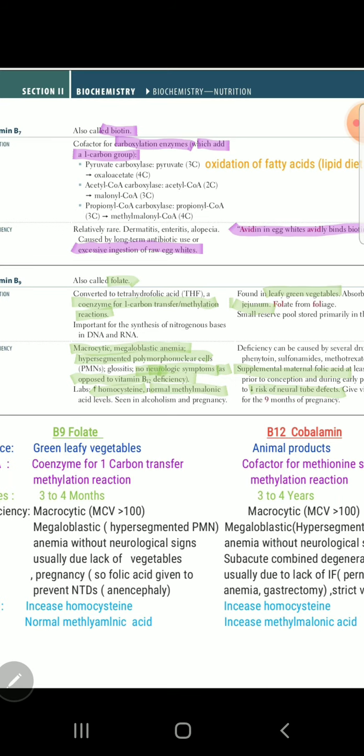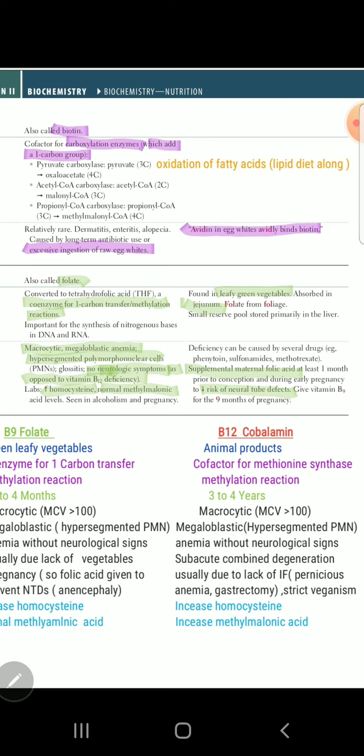And in B12, we have hypersegmented polymorph neutrophils, megaloblastic anemia, and neurological signs. We'll add this in the page. It is with the neurological signs, cobalamin. We know that it is important. It is the subacute combined degeneration, usually of the dorsal column, so it leads to symptoms of dorsal column involvement.